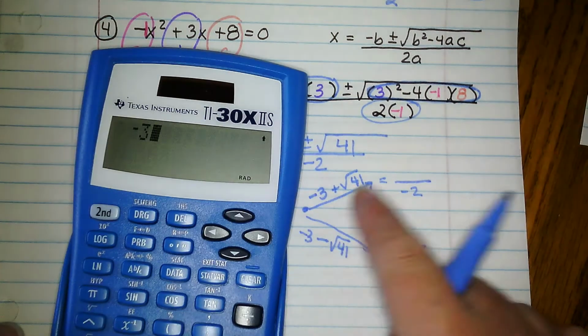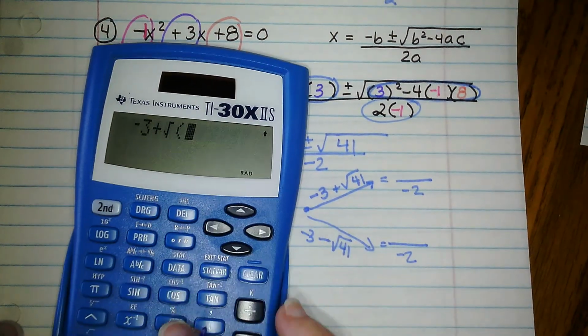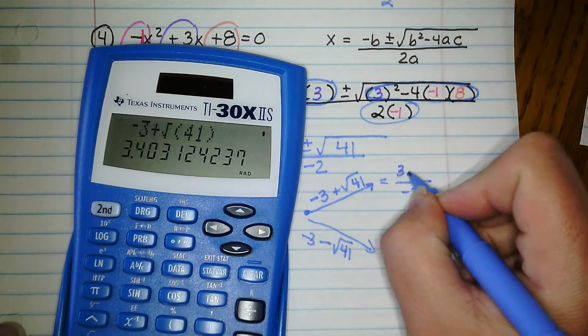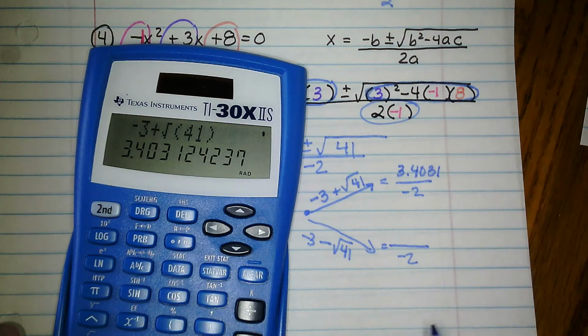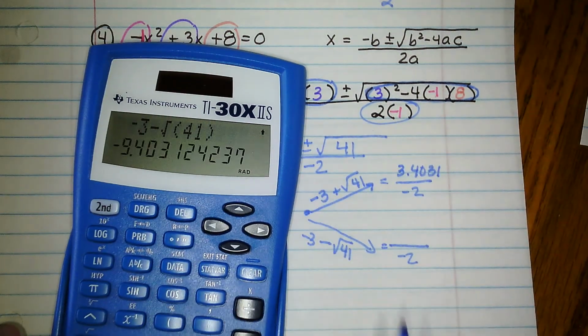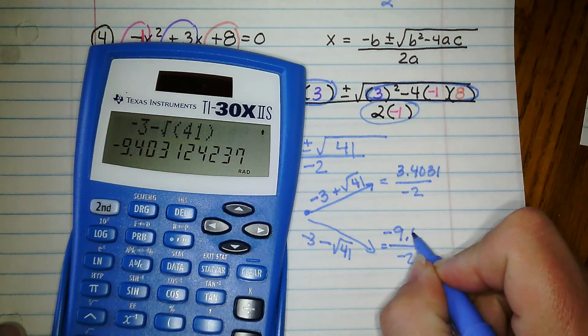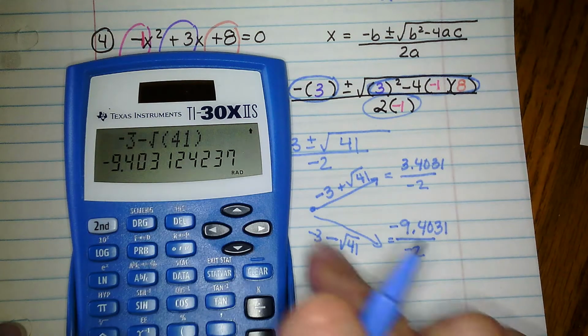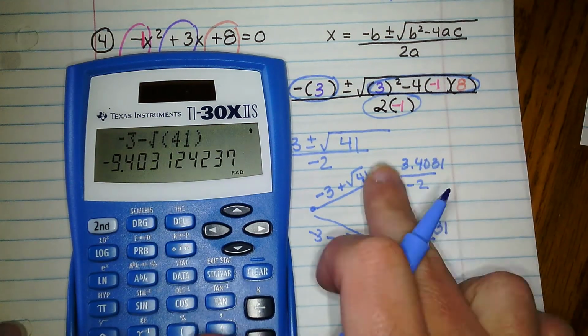-3 plus square root of 41. And I get 3.4031. And then -3 minus square root of 41. -9.4031. So I'm just going out 4 decimal places, so it's enough. And now all I have to do is divide.